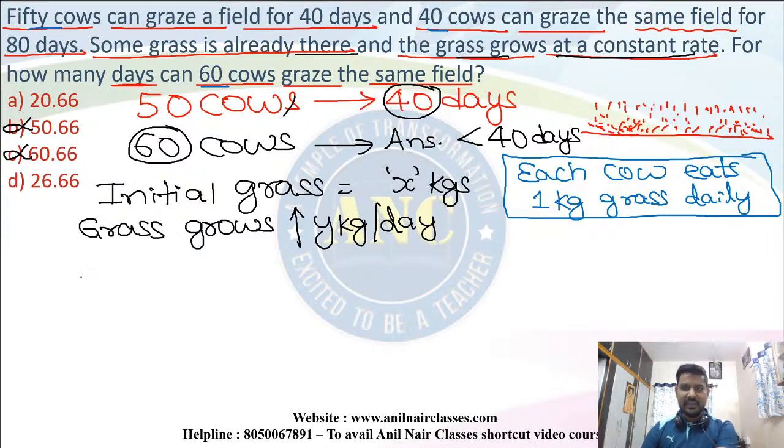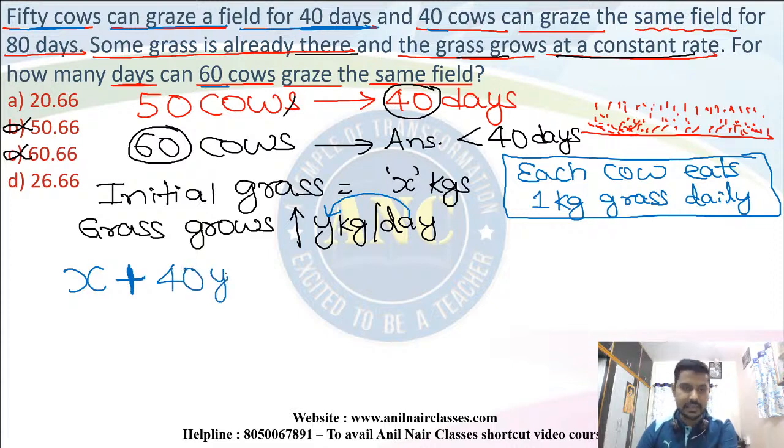Now think a little logically. Can I say that initially there is x kgs of grass present? And can I also say that, taking the first scenario, 50 cows can graze the field for 40 days? So x kgs of grass is already present, and 40 days is given in the first statement. In one day it will increase by y kg. In 40 days it will increase by 40 into y kg. So this much grass is totally present, and this much grass is actually grazed by how many cows? 50 cows. Every cow will eat 1 kg. That is the reason I took it as 1. If it was 2 kg, you would have had to multiply 50 by 2. It's a waste of time.